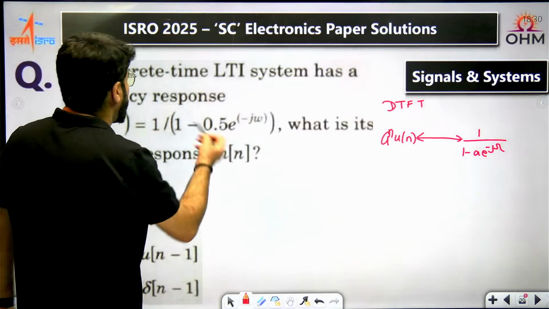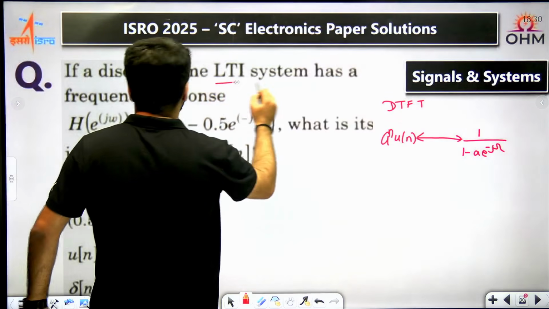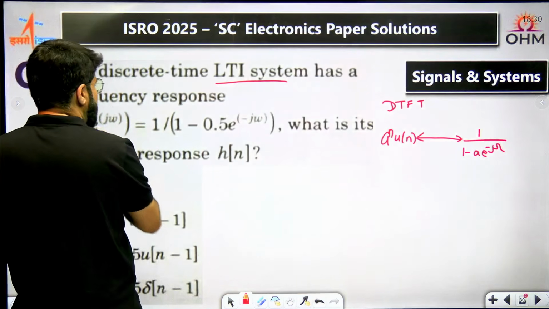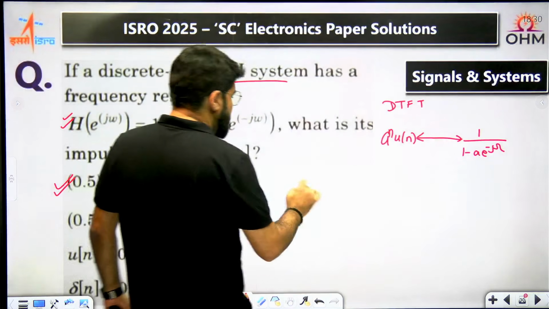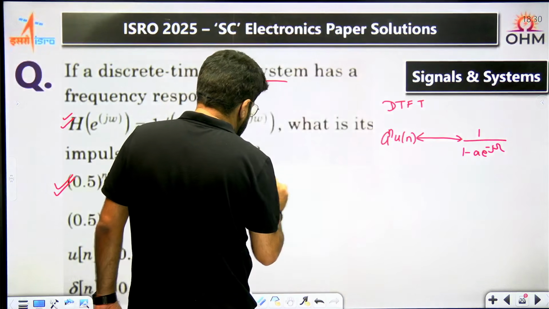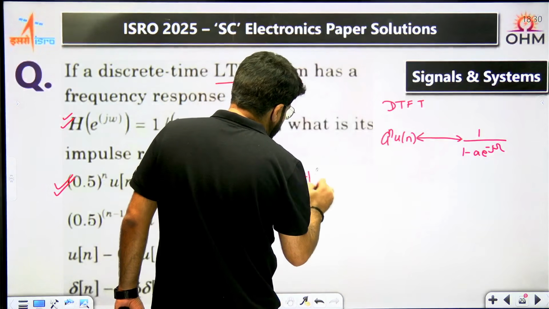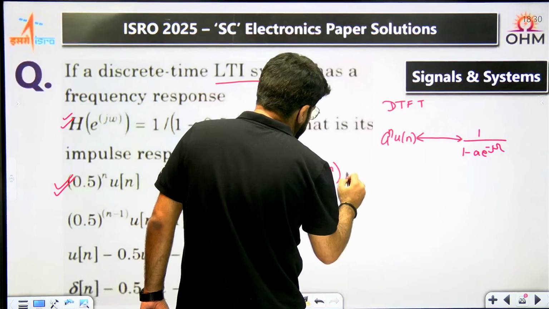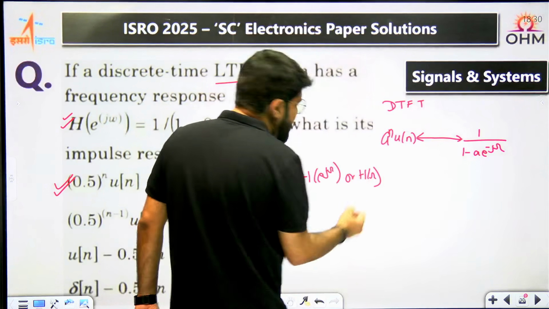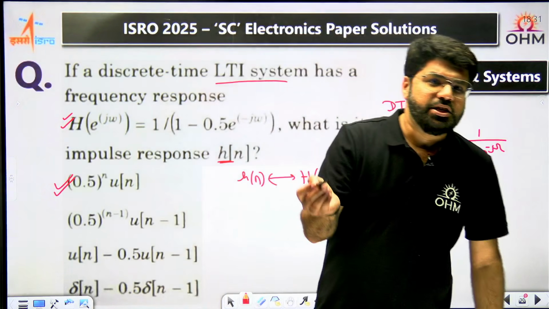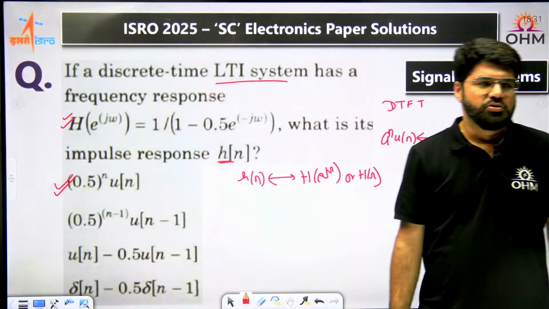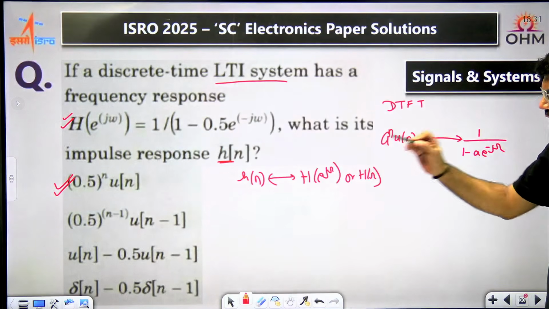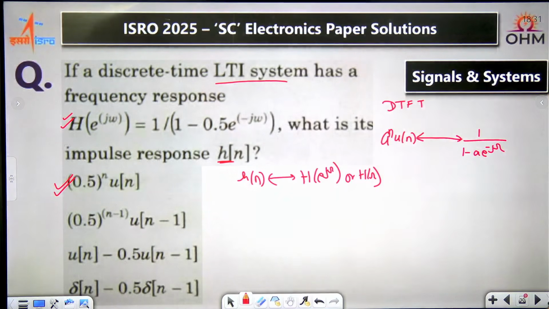Also, one more thing: they have given the data in terms of an LTI system. This has a frequency response H(e^jω). What is the impulse response h[n]? The impulse response h[n] and H(e^jω), or simply H(ω), are DTFT pairs. The frequency response is the DTFT of the impulse response of the system, or vice versa. So the answer anyways is A. Okay, next one.